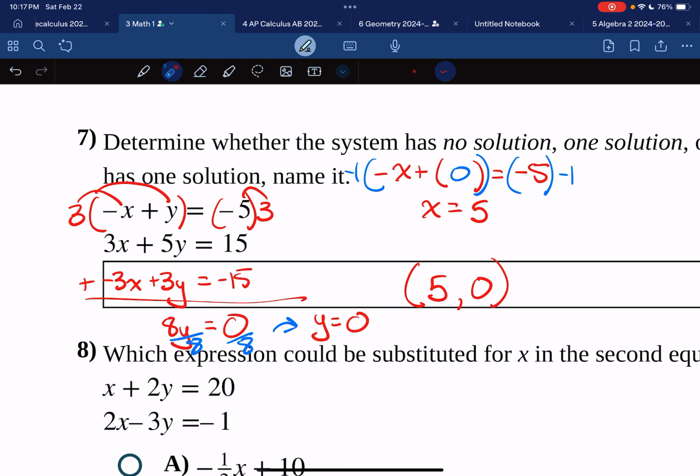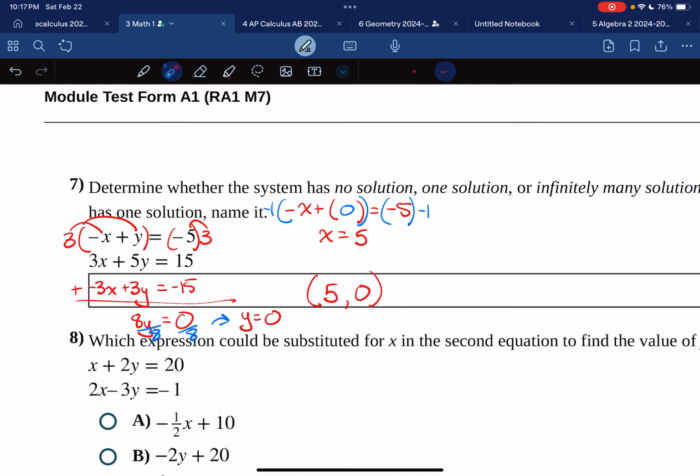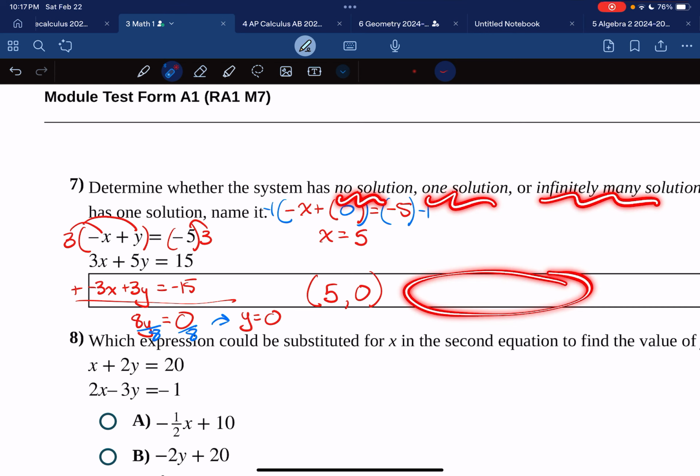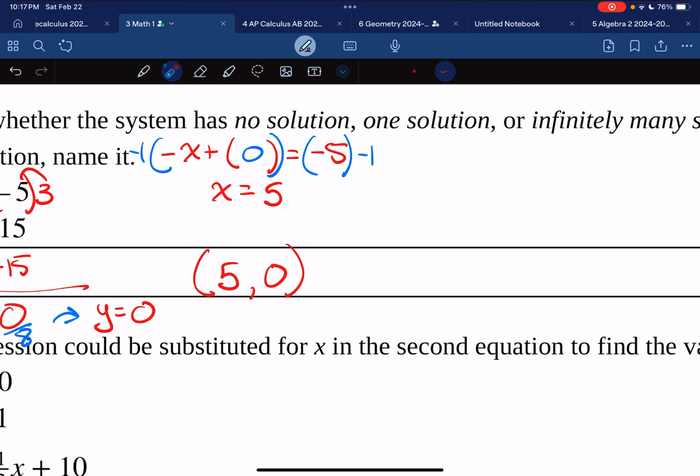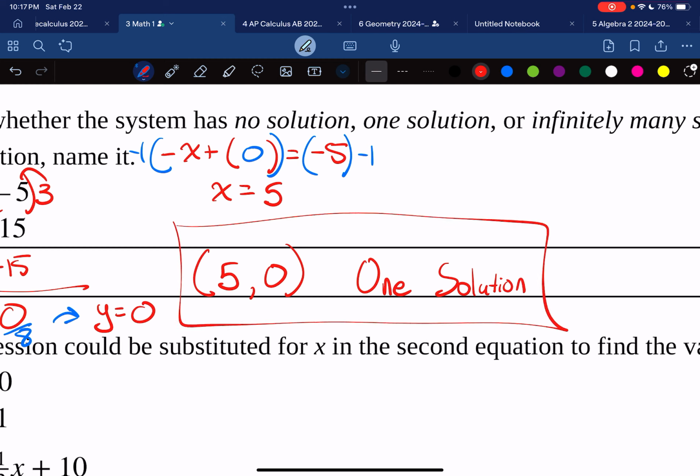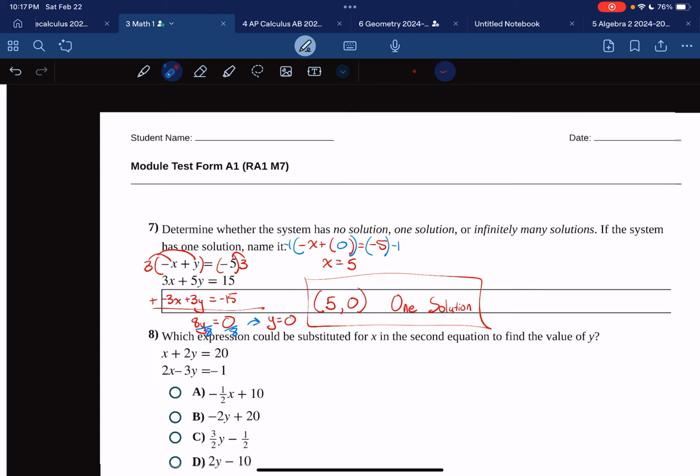So notice that we didn't really answer the first part of the question. The question asked, is it no solution, one solution, or infinitely many solutions? And I didn't say either one of those. So I'm going to come over here and finally answer the question. I'm going to say it's one solution, and I'm just going to box all of that for good measure. So there's one solution, and it's that solution, 5 comma 0.